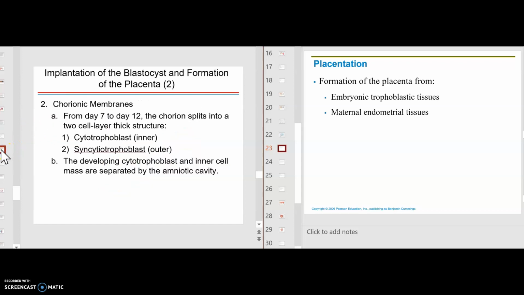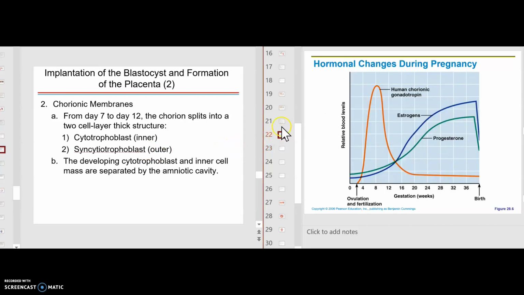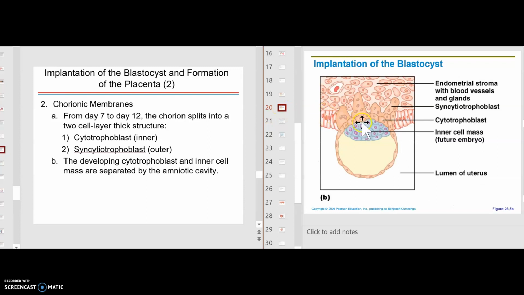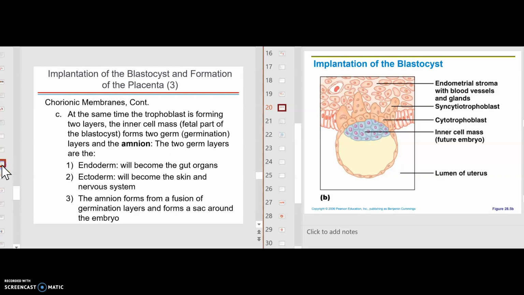Okay. The chorionic membranes: from day 7 to 12, the chorion splits into a 2-cell layer structure, the cytotrophoblast and syncytiotrophoblast, because again, the trophoblastic cells are the ones that make the chorion, so we can call it also chorionic. So I'm going to go back right here. You see this here, which is trophoblastic, can also be called chorionic. Okay, all right, we go further. So you can see terminology can change, and there are several terms for the same thing sometimes in this field.